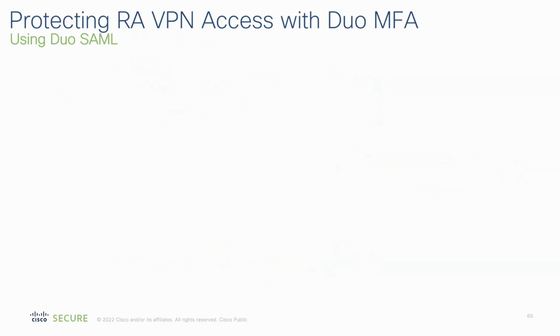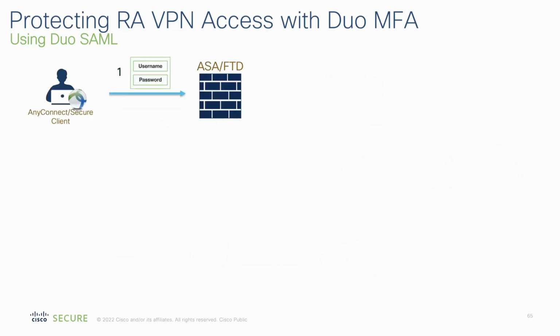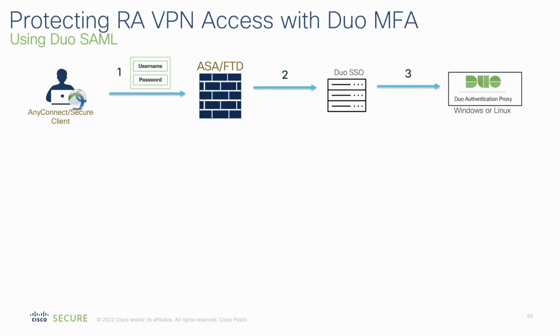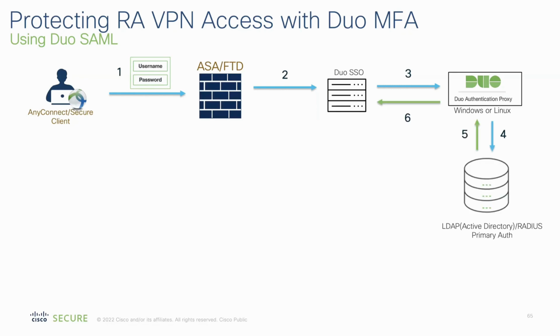Now, whereas if I try to make use of SAML, basically the user connecting from the VPN is going to be redirected to the Duo SSO, where the Duo SSO cloud service is offering. You're going to enter the credentials. The entered credentials are going to be validated against the Duo Authentication Proxy.